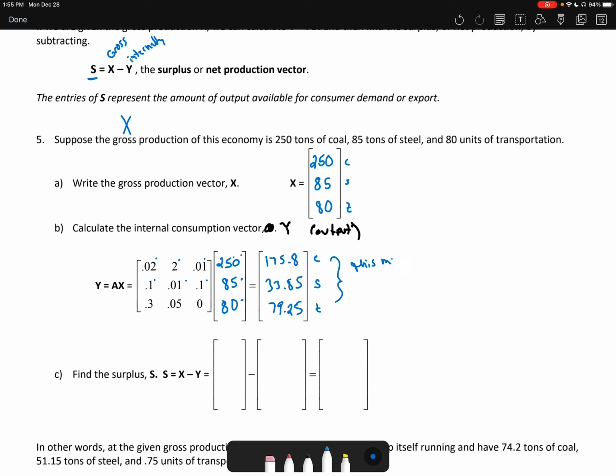So this much of each commodity is being consumed just to keep itself running.